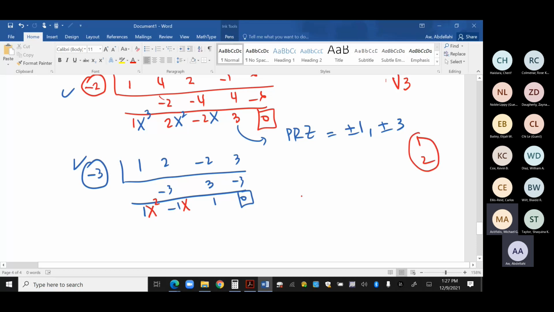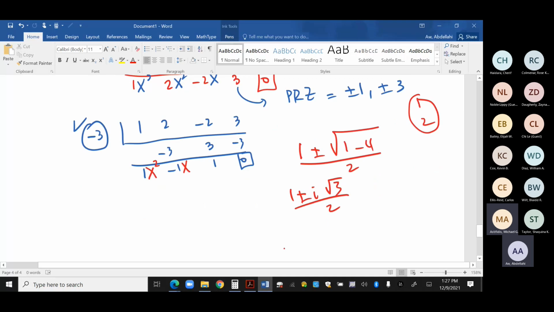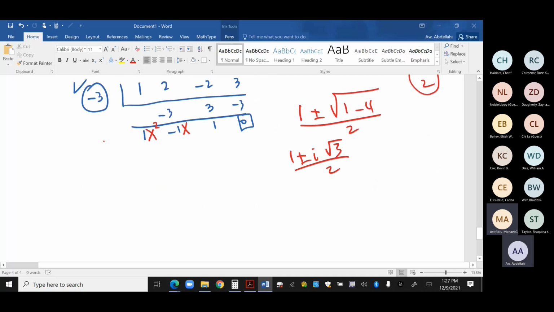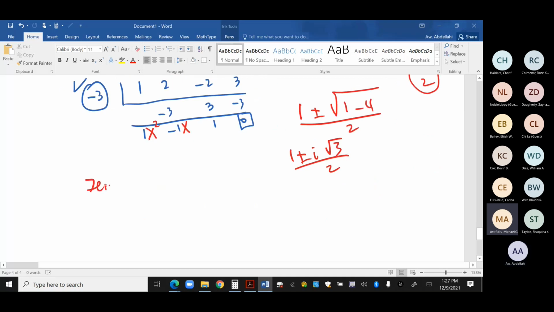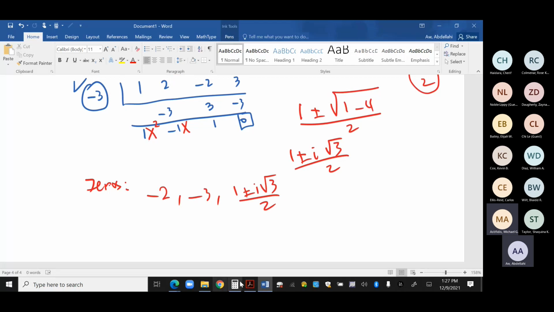You see? So now you say 1 plus or minus the square root of 1 minus 4, divided by 2. You get 1 plus or minus i square root of 3, divided by 2. So what are my zeros? My zeros are -2, -3, and this right here. I have 4 zeros, okay? All right.